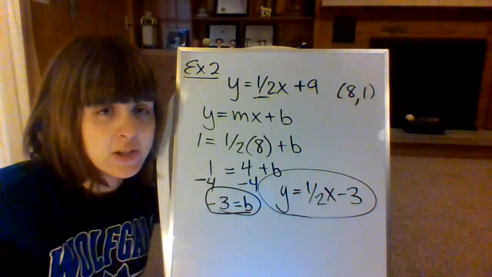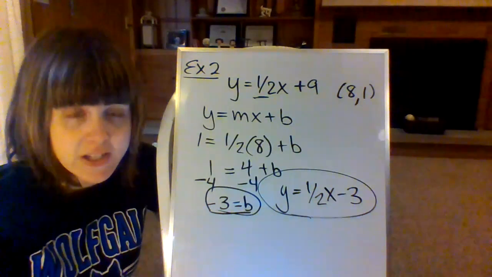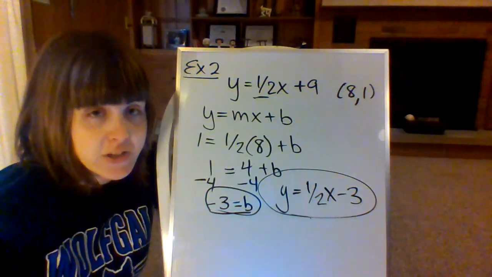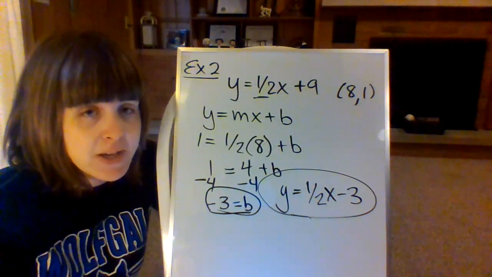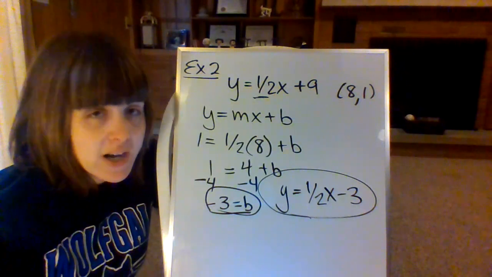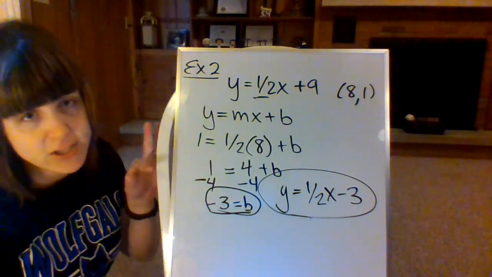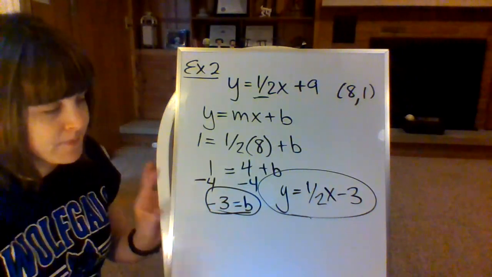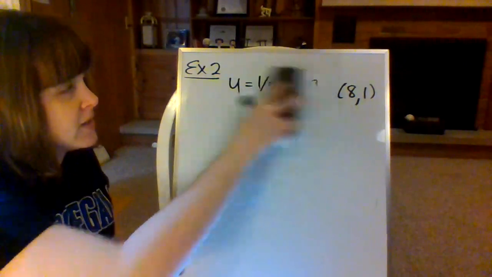Okay, so I hope that's seeming okay so far. The next two examples are going to be slightly different because the slope is either going to be 0 or it's going to be undefined. And so that means we're going to have equations that are either y equals a number or x equals a number. Okay, so they're going to be slightly different than these two. I hope that these two were okay. And if not, you can always email me and ask me for help.